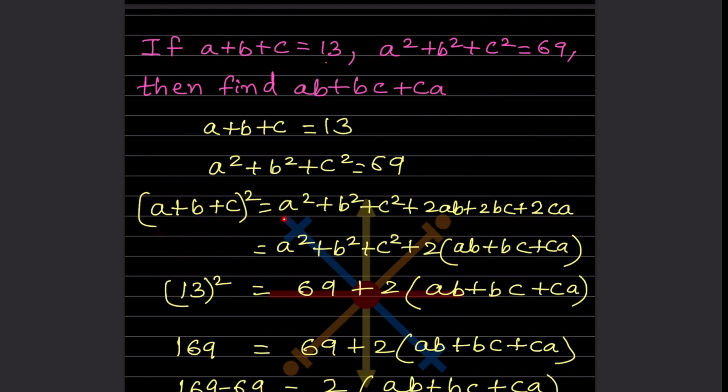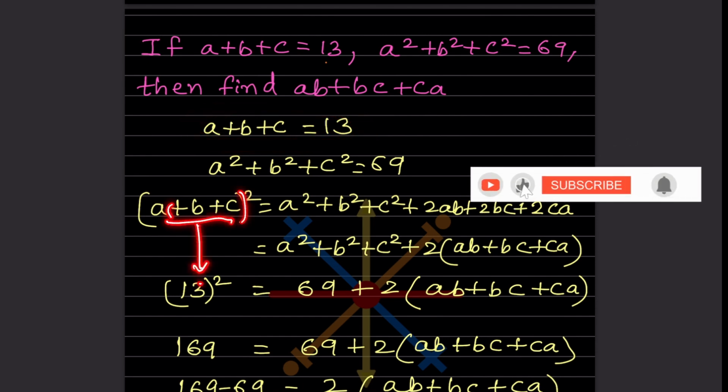So now let us take this all same. From here, what we can do, we can take 2 common. So what remains inside this bracket is ab plus bc plus ca. So we have now a plus b plus c is equal to 13. So what are we going to do here? In place of a plus b plus c, we are going to write 13, and this is the square of it.